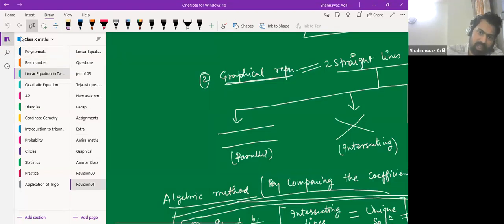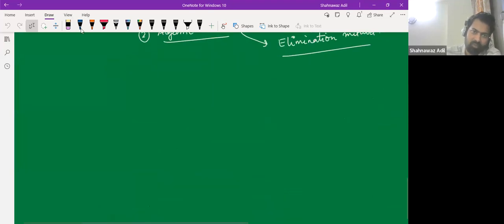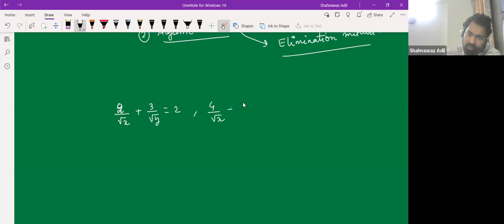Yeah, so you are saying that the question is what? No, it's 2 by root x plus 3 by root y is equal to 2, and 4 by root x minus 9 by root y is equal to minus 1.